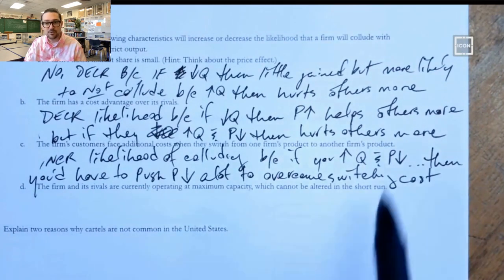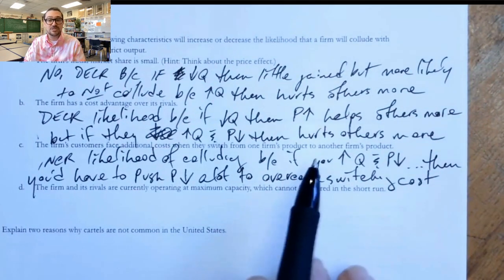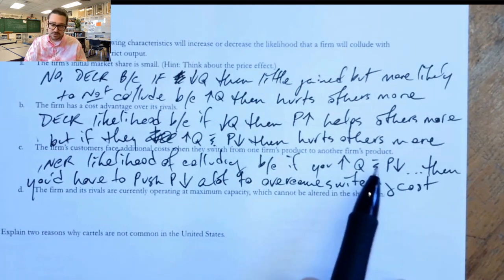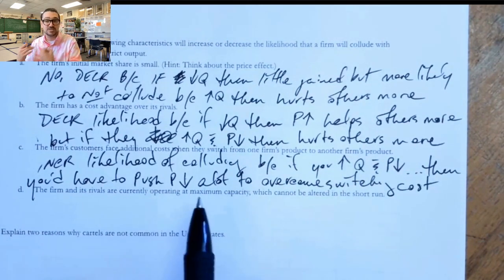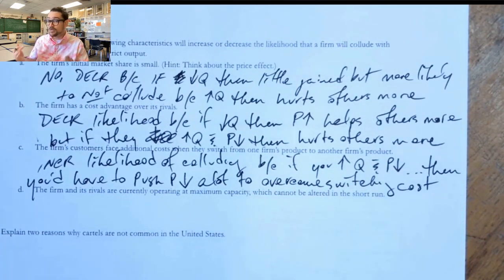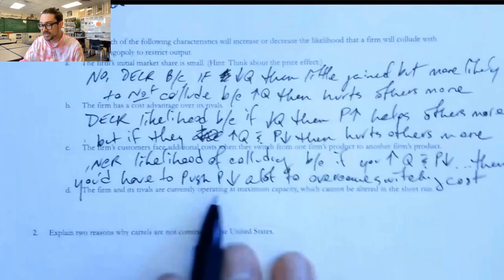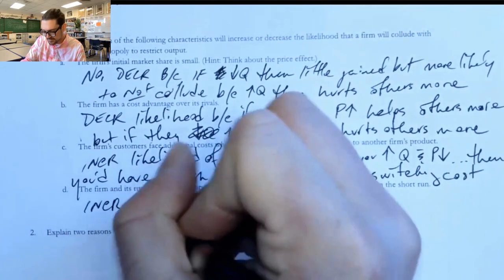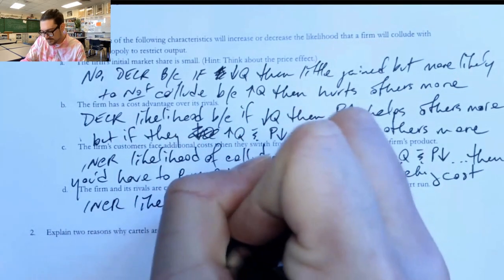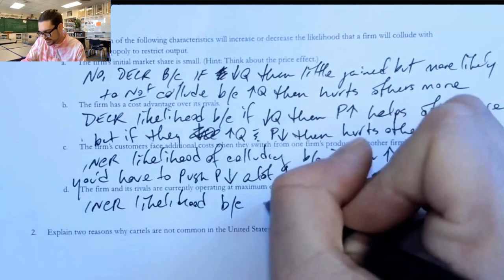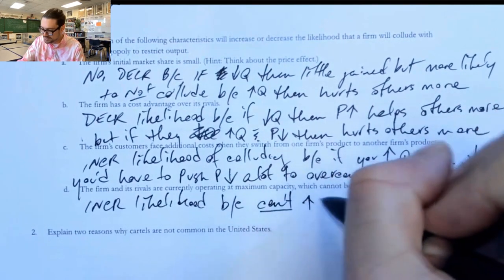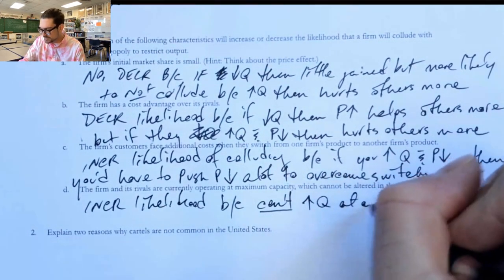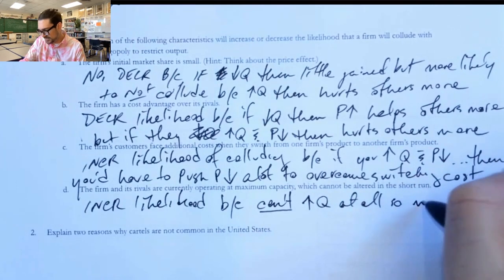And the alternative world where you don't collude and you increase your quantity and lower the price, in order to lower the price so much to actually get those customers to switch to you, well, you'd have to lower the price a lot, and that's going to hurt you a fair amount. For the last one, the firm and its rivals are currently operating at maximum capacity. Well, that increases the likelihood, because you can't increase your quantity at all. So might as well collude.